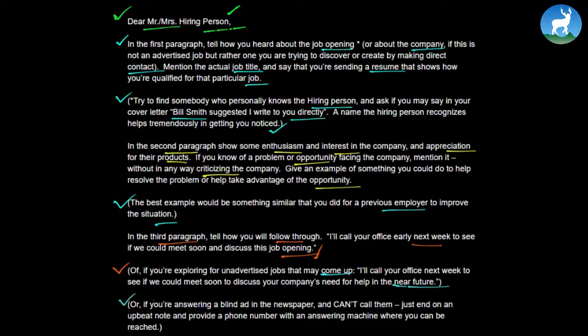Or you can say, if you're answering a blind ad in the newspaper and can't tell them, just end on an upbeat note and provide a phone number with an answering machine where you can be reached. We don't have answering machines here, do we? So just provide your phone number.